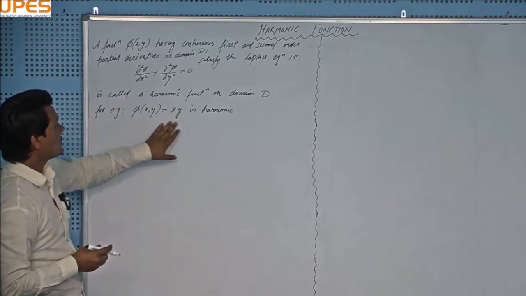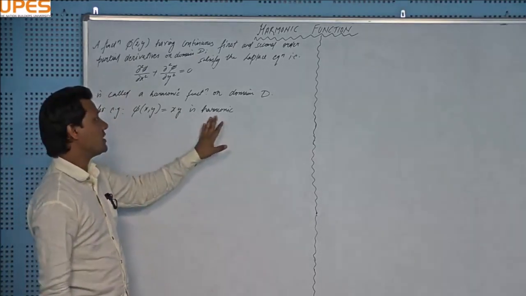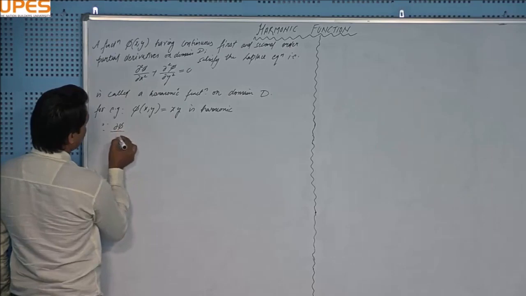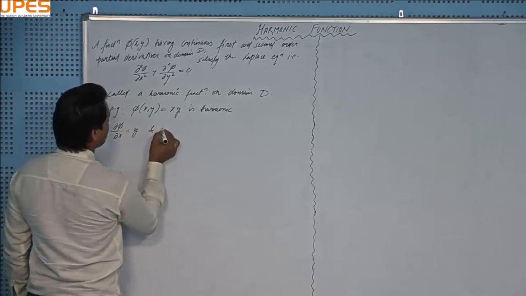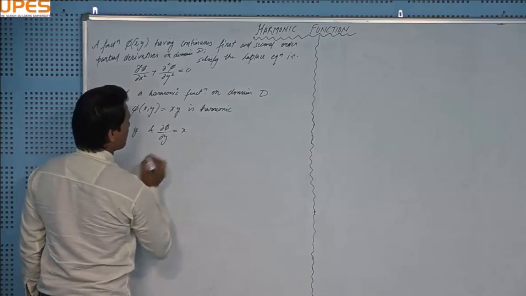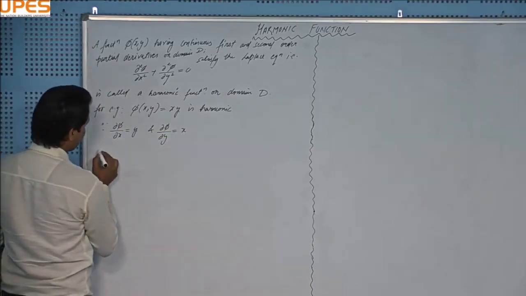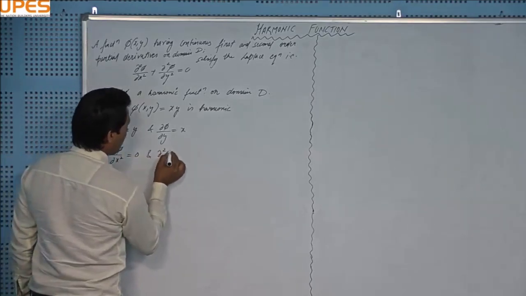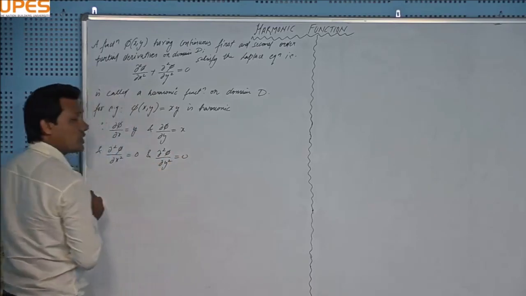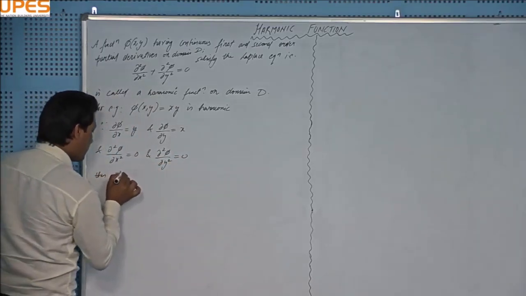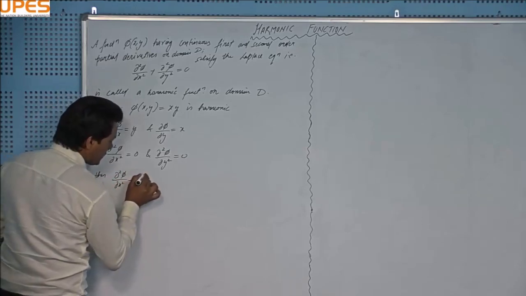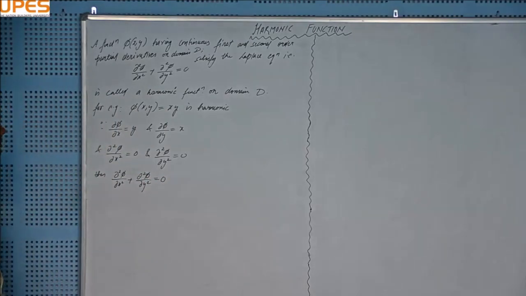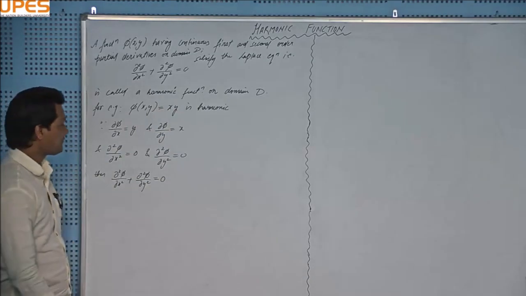I will show that this function is harmonic on the whole complex plane. Its domain is the whole complex plane, and you can easily see that del phi over del x is equal to y, and del phi over del y is equal to x. Then finding the double derivatives, del square phi over del x square is equal to 0, and del square phi over del y square is equal to 0. Then del square phi over del x square plus del square phi over del y square equals 0. That's why it is a harmonic function.